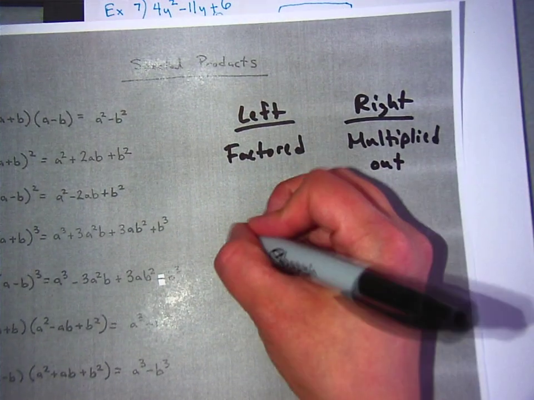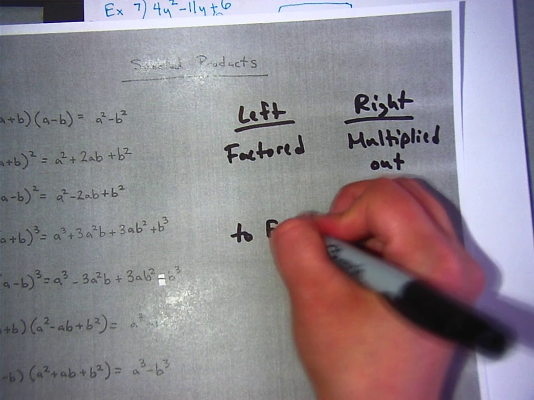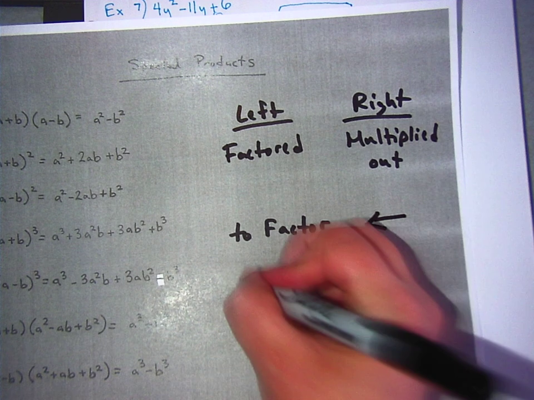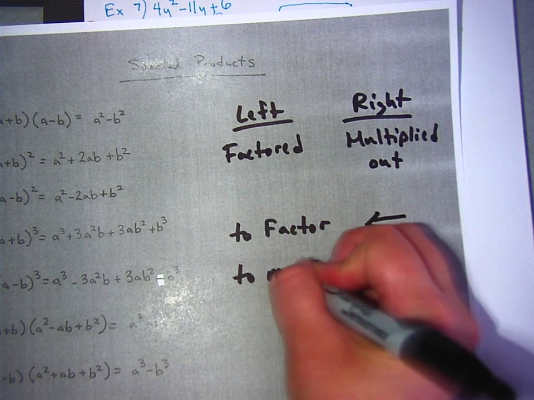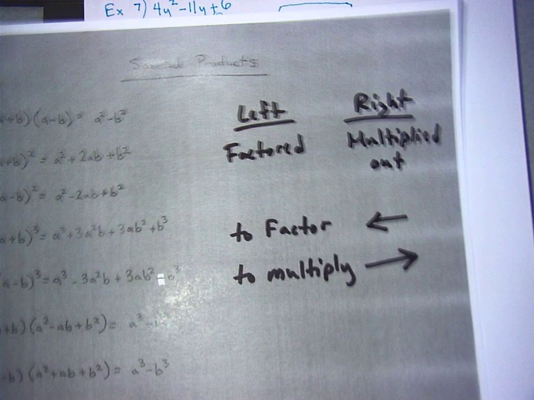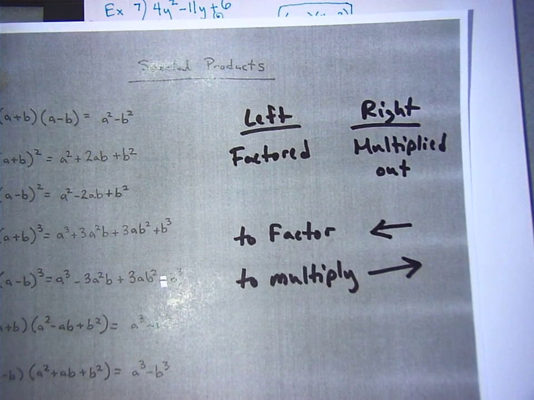Or you could say to factor, go from the right side to the left side, and to multiply, go from the left side to the right side. Because if I'm multiplying something out, I'm going from the left to the right, and if I'm factoring, I'm going to go from the right side first to the left. You can write all of this if you want to, or just the top, or just the bottom, whatever makes more sense to you. And then I'm going to have those laminated for you tomorrow, so I do want to collect those.